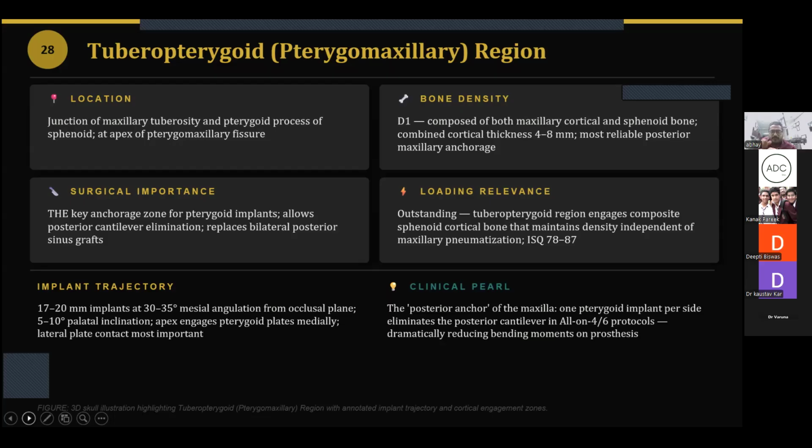But if you have done extraction, immediate extraction, and you are placing an implant in the pterygoid area, most of the implant shaft is going to be in the socket or in the sinus. The distal most, the apical most part of the implant that is going to engage the pterygomaxillary region is just 2 or 3 mm thick. So most of the implant is going to be in the socket or the sinus area. So that is called a true pterygoid engagement. But if there is tuberosity and you are going through the tuberosity and you are compressing and taking advantage of the tuberosity as well, that becomes tuberopterygoid.